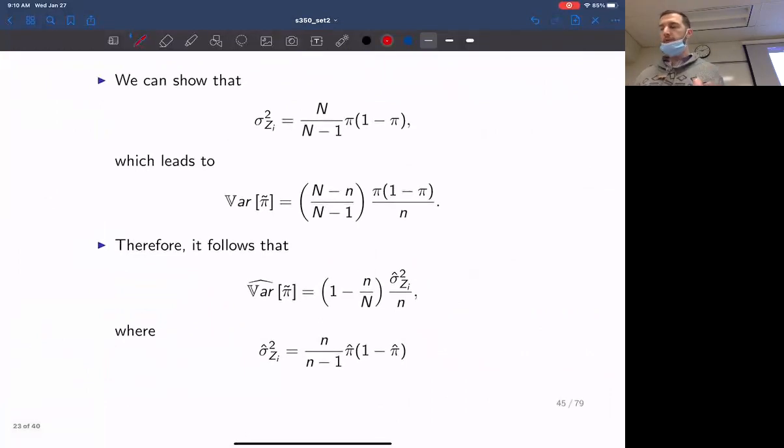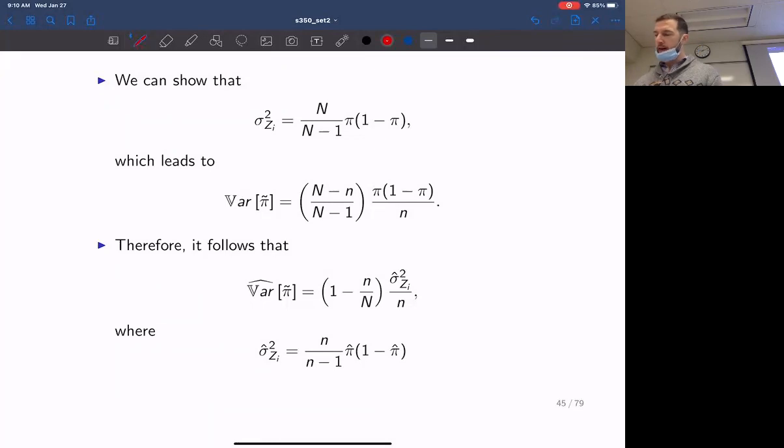We can also show that the variance of zi, which is our indicator, is capital N over n minus 1 times pi times 1 minus pi. And I believe that this was the second question on assignment 1, which is now the first question on assignment 2, which is to prove that this is the case.